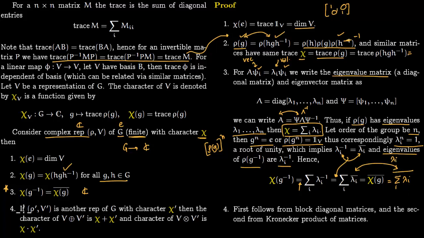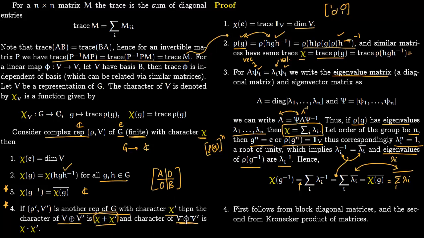So number 4, this is again a linear algebra answer. If rho prime on V prime is another representation of G with character chi prime, then the character of V direct sum V prime is chi plus chi prime. This is simply because the direct sum will give you a block diagonal matrix. So say it gives you some diagonal matrix like this, zeros here, zeros here. For chi you are adding the diagonal elements here, for chi prime you are adding the diagonal elements here. So for this entire matrix you are adding all the diagonal elements, which becomes this.